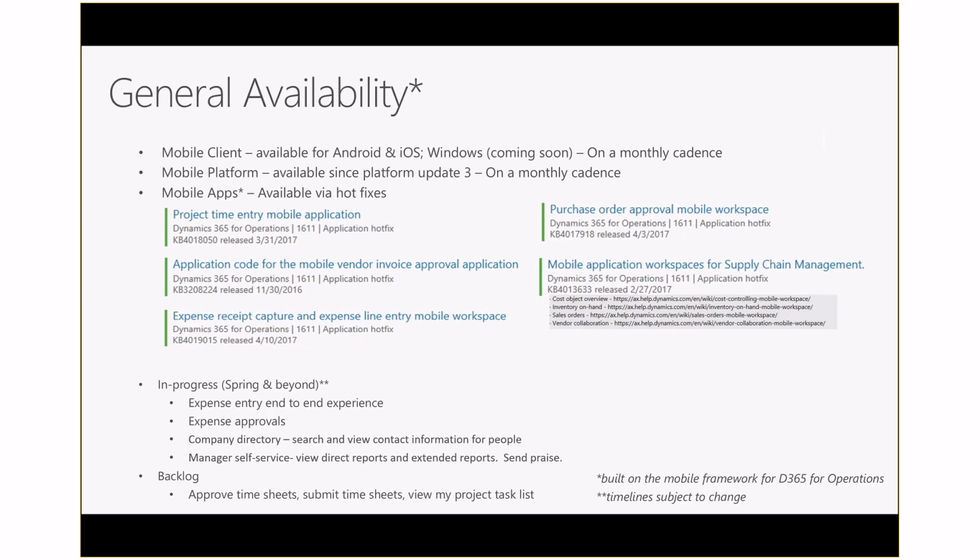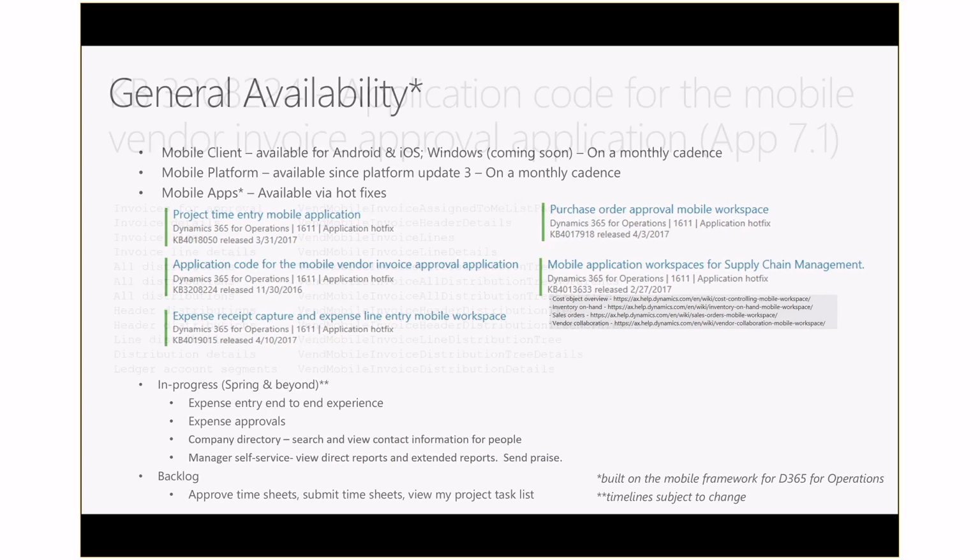The last but not the least is the actual mobile apps itself or the workspaces themselves. So as of now, the ones that I've listed here, the LCS screenshots I have, these are the ones that are available as a hotfix on the 16.11 build from an application perspective. So project time entry mobile application is available as a hotfix. The application code for the mobile vendor invoice approval is also available as a hotfix. And this is what I showed in the previous slide, the contents of this specific hotfix, which is all the new forms that we have built.